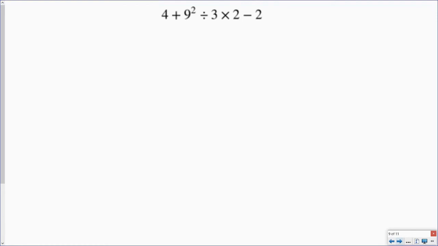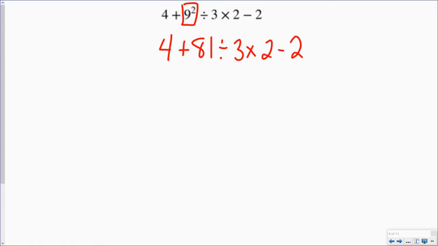Now, let's take a look at this problem. So the first thing is, do I have any parentheses? No parentheses. Do I have exponents? Yes, I do have exponents, which are right here. So first, I take 9 times 9, which is 81. Everything else stays the same. So 4 plus 81 divided by 3 multiplied by 2, subtract 2.